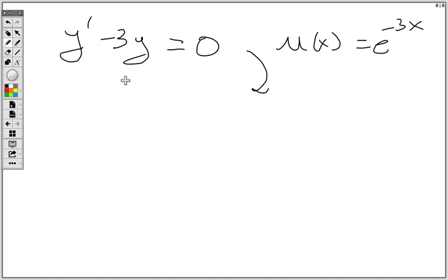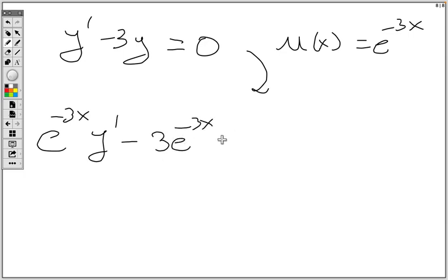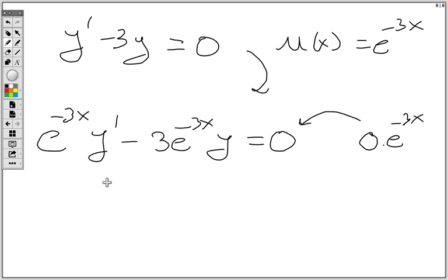I multiply, because it's a factor, so we multiply both sides of the equation by the integrating factor. So we would get e to the minus 3x y prime minus 3 e to the minus 3x y equals, in this particular case, I'd be multiplying by 0. And 0 times anything is going to be what? 0.